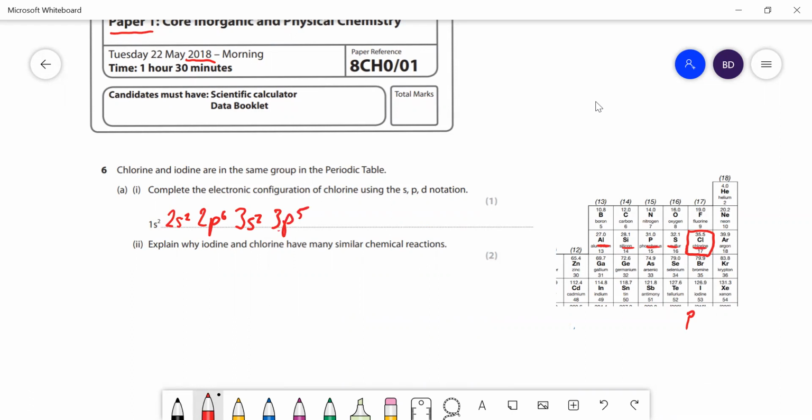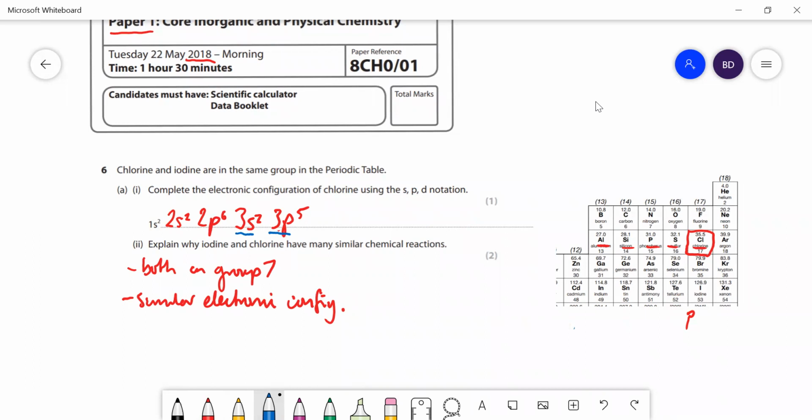Explain why iodine and chlorine have many similar chemical reactions, right? Because in the same group of the periodic table, they're both in group 7. They've got similar electronic configurations. That should get you the marks, but you may want to say, well, chlorine, the outer shell, you've got 3s2, 3p5, whereas with iodine, it's going to be not 3s, it's going to be 5s2, 3p, sorry, 5p5. So similar electronic configurations, so similar chemical properties.